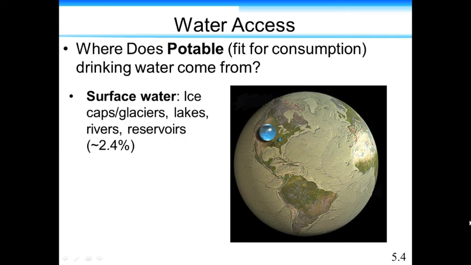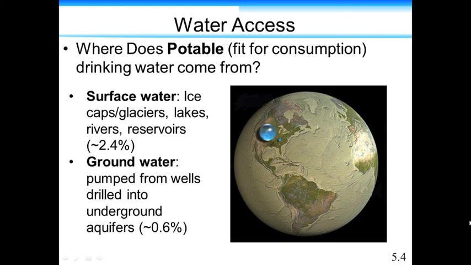can consume. The majority of this water is in the ice caps and glaciers, with lakes and rivers and reservoirs being a small fraction of that. And that overall is about 2.4%. Groundwater is the remainder of our potable water, roughly 6%. This would be water that we pump from wells.